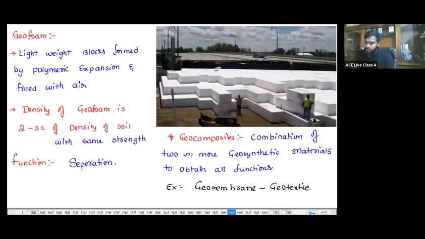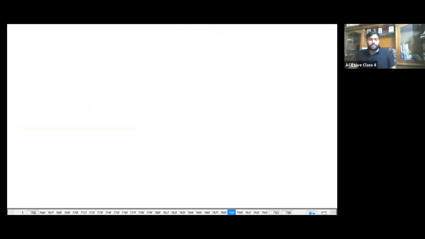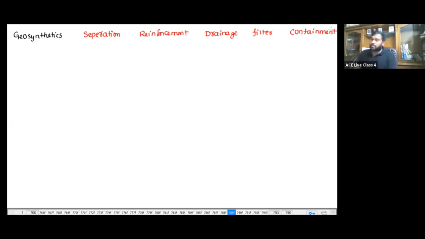Okay. Now, the total functions of geosynthetics are separation, reinforcement, drainage, filter, and containment. See, if you don't want to go through all the slides, just remember this one slide. It will provide you everything.